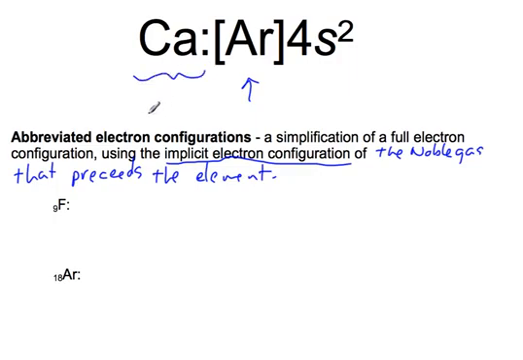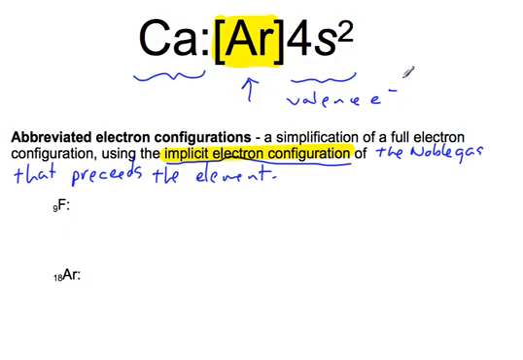If we go to the periodic table and have a look, we go backwards. We go back past potassium, and then we go to the next noble gas, and that's argon. This is what I mean by the implicit electron configuration of the noble gas that precedes the element, argon. And so what we do then is add any electrons subsequent to that noble gas. Calcium has 20 electrons in it. The noble gas, argon, has 18, so we're adding 2 extra electrons. So these are basically the valence electrons for calcium.